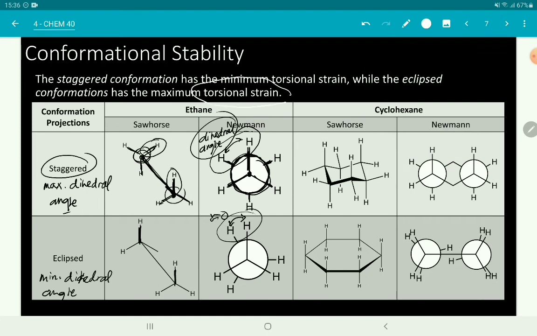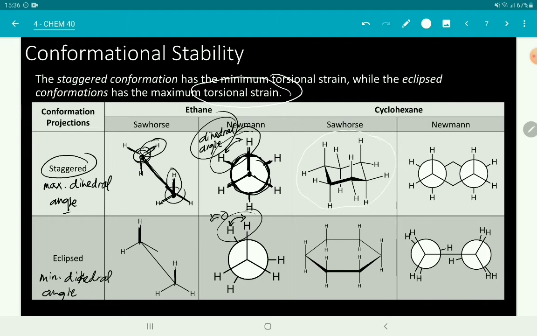Ito yung tinatawag na torsional strain. Okay? Torsional strains are strains caused by the minimization or the reduction of the dihedral angles between two adjacent carbons or the substituents of two adjacent carbons. Okay? So, kapag sa cyclohexane na, mapapansin nyo, this is the chair conformation.